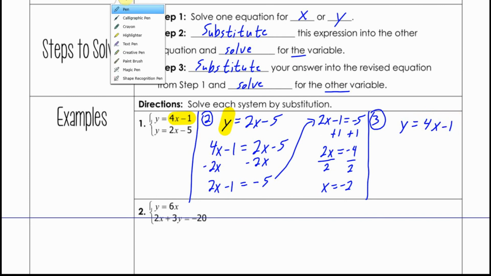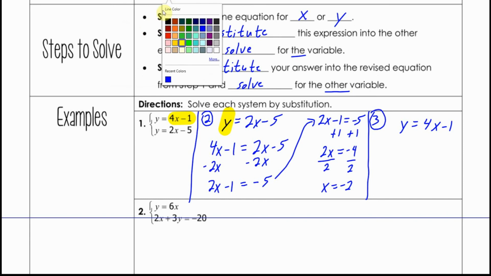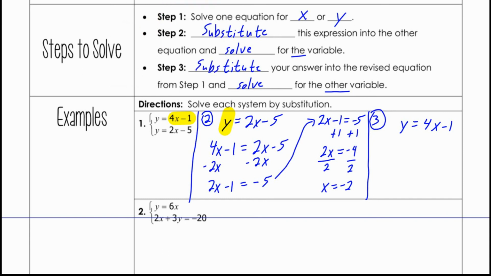And now remember, we just solved for x, right? We have x equals negative 2. So now guess what we're going to put in the place of that x? Hope you said negative 2, because that's what x is equal to.